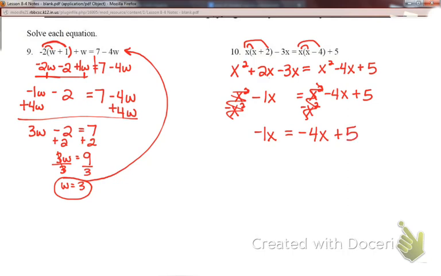All right, let's get our x's all on one side, so I'll add 4x. -1 plus 4 is 3, so it's 3x equals 5. Divide by the 3. Well, 3 doesn't go into 5, so we're just going to leave it as an improper fraction, x equals 5/3.